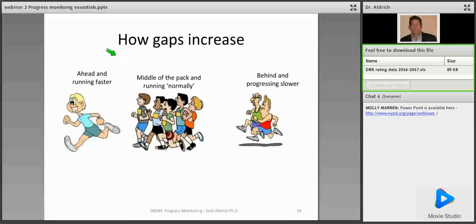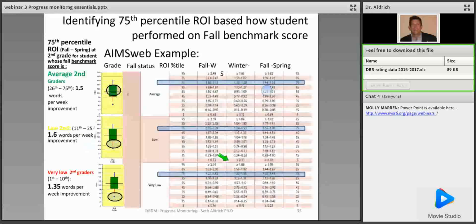This is like, I like to use runners. We've got kids in a cross-country race that they're ahead and they're running faster. We've got the group that are in the middle of the pack that are running quote-unquote normally or in the average speed. And then we've got a bunch of people, no offense to middle-aged guys, but they're behind and they're progressing slower. What we need is this group that's behind to try to catch up to this group. And this is how we set that up.